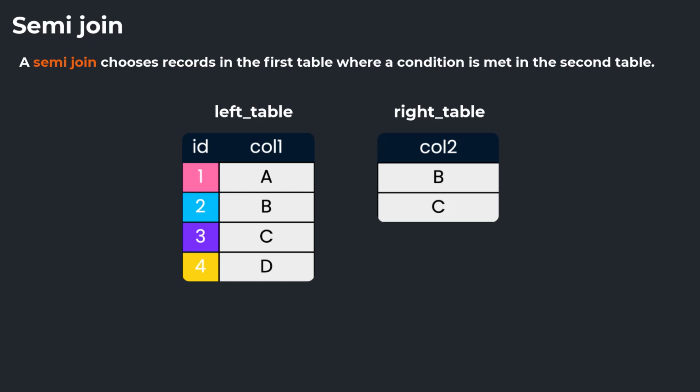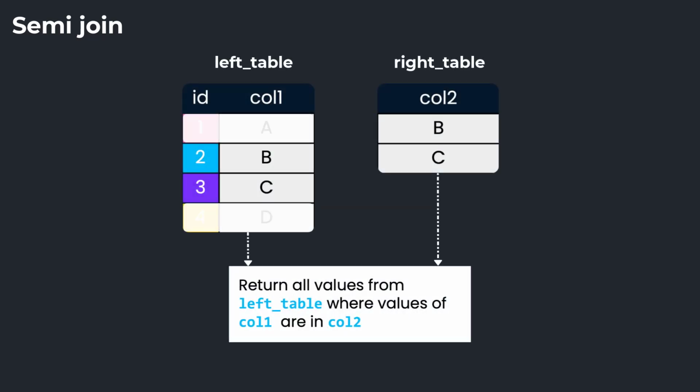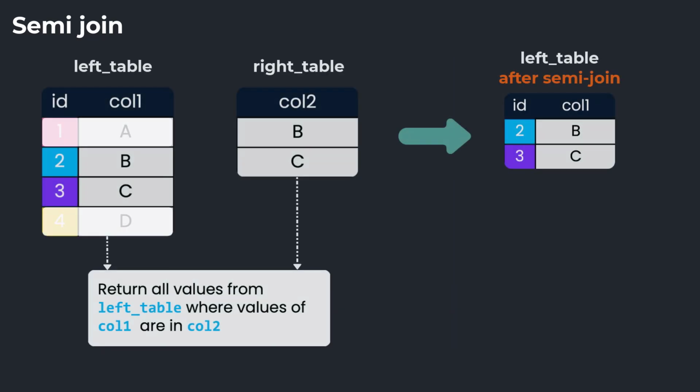A semi-join chooses records in the first table where a condition is met in the second table. More specifically, the semi-join will return all values of left table where values of col1 are in a column we specify, namely col2 in the right table. Records not of interest to the semi-join have been faded out. The final result of our semi-join is records corresponding to IDs 2 and 3.